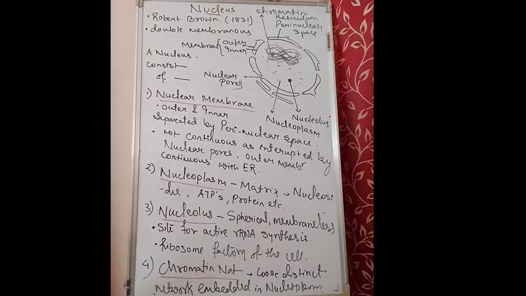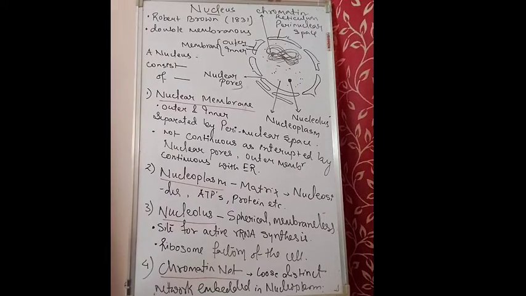And always remember, as I told, the chromatin reticulum or the chromosomes will contain DNA and RNA, or DNA or RNA, and this DNA always helps in the formation of mRNA by the process called transcription.